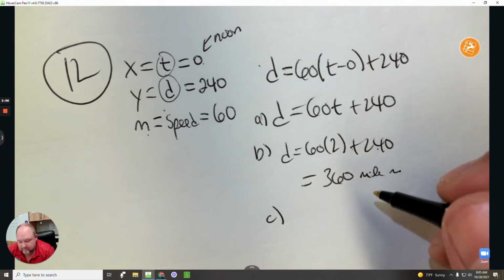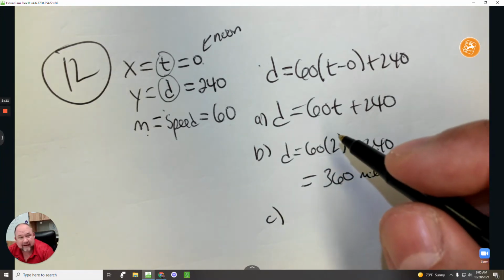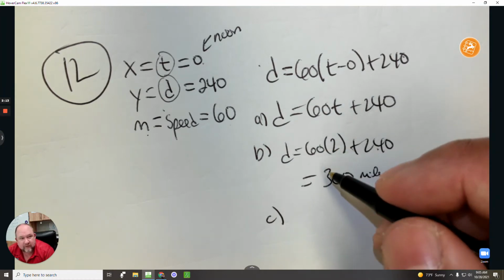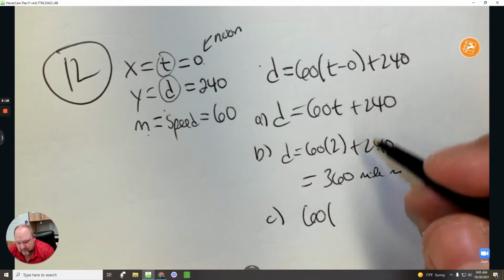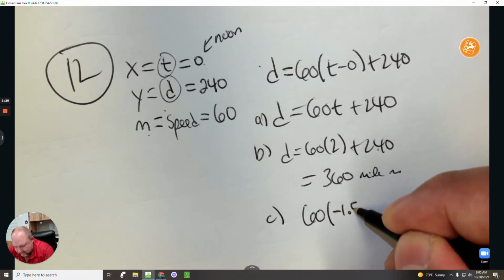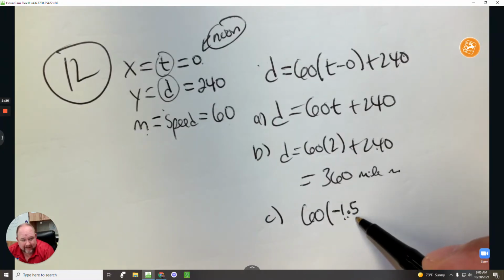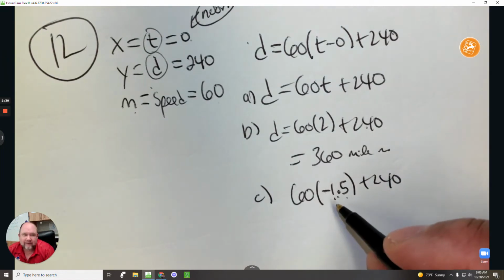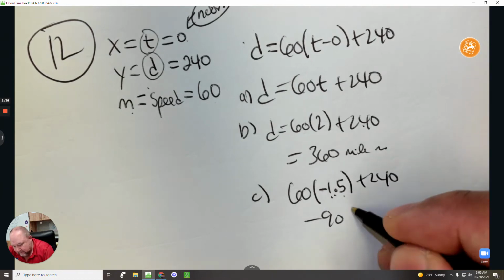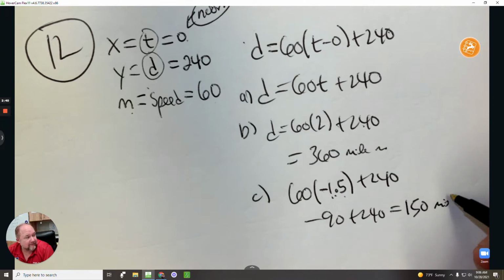And then C, approximate position at 10:30 a.m. Well, that's going backwards in time. So with this, we can go backwards in time. So the number I'd put in for t then would be back an hour and a half. So noon is 0. To get to 10:30, you go back 1.5 hours. And then what was the mile marker going backwards? So what's that? Dear me. Negative 60, half of 630. Is that negative 90 plus 240? So that would be 150 would be the mile marker.